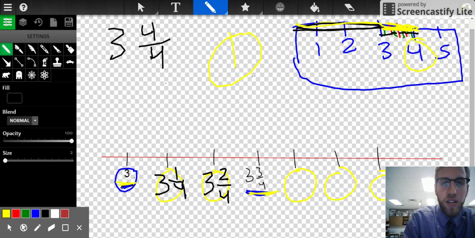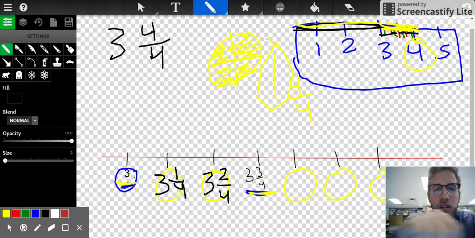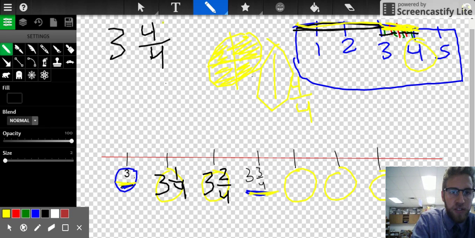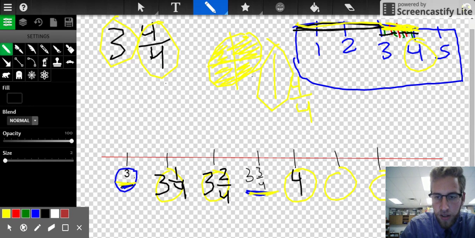In other words, if you had a pizza and you put it into 4 parts, you colored in all of them, that's going to equal 1 whole pizza. So 4 out of 4 is really the same as 1 whole number. So instead of putting 3 4/4, we're just going to call that, since 4/4 is 1, and we already have 3 wholes plus 1 whole would be 4 wholes. So I'll put a 4 here.